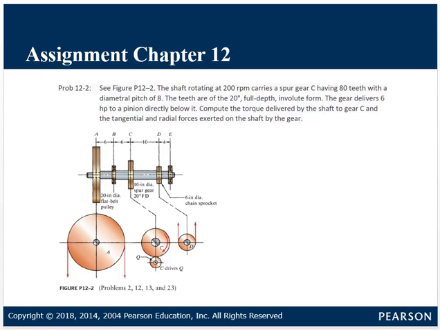It's giving you that the pressure angle is 20 degrees, and the gear delivers 6 horsepower to a pinion directly below it. So in this particular part of the problem, we're just talking about looking at the power that's being transmitted from gear C, right here, to gear Q, which is right here. So this is just the 6 horsepower that's coming off of this shaft being transmitted to gear Q.